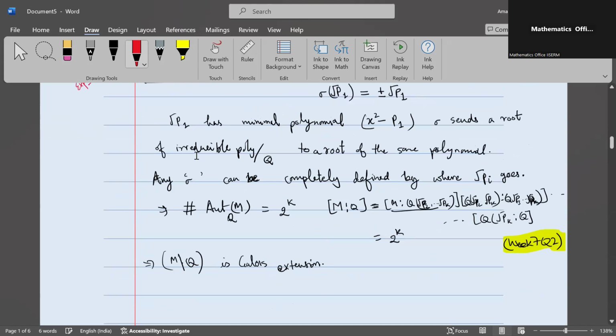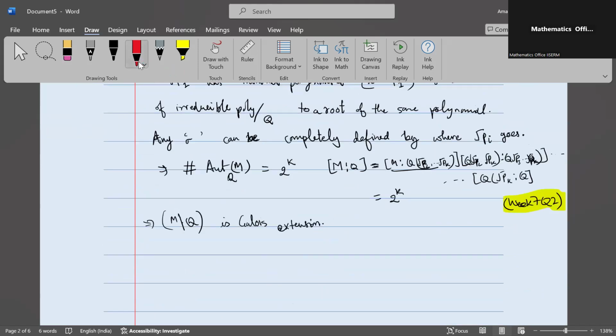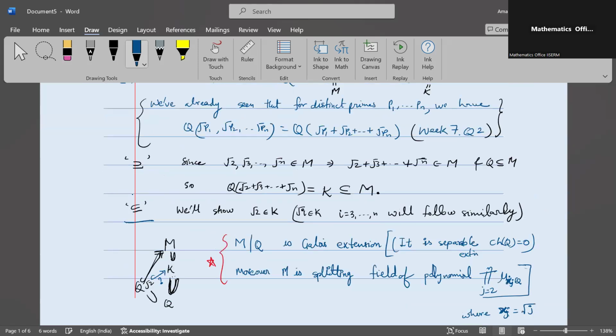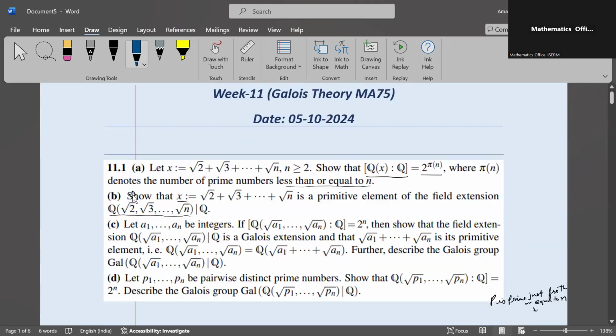So now coming to the proof of the claim, we are not forgetting our claim that Q(root 2) is contained in Q(root 2 plus root 3 and so on up to root n). This is the claim that we had left to show. This is the more difficult part than the first part. So let's see what we can do here.